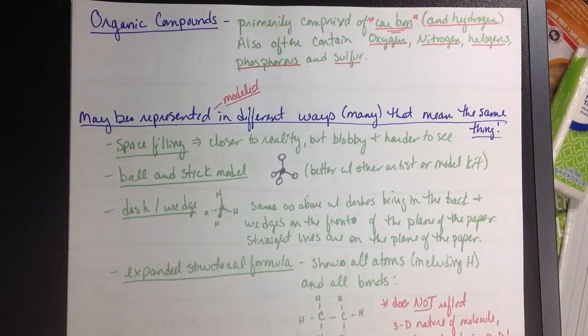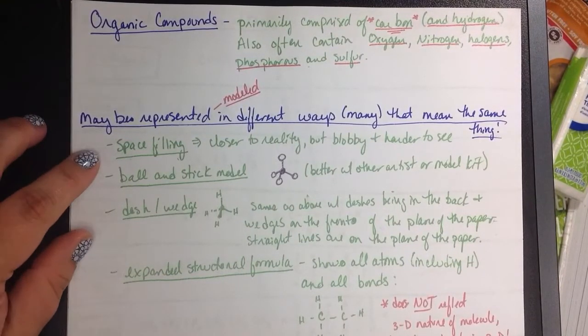There's other things that are in these compounds as well. Hydrogen's the other major component of them most times. But they can also contain oxygen, nitrogen, halogens, phosphorus, sulfur, and some other miscellaneous things. We can represent those types of compounds in various forms.